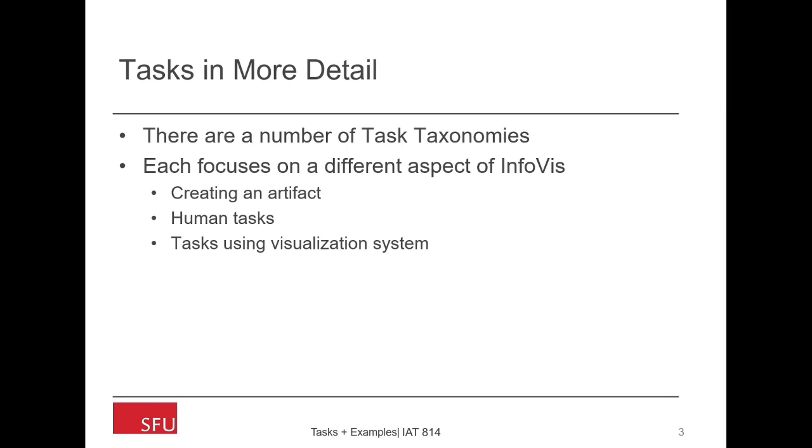Each of the taxonomies that have been published focuses on a different aspect of InfoVis and visual analytics. One focus is creating an artifact. Another focus is human tasks, the kinds of things that people think about when they're doing analysis. And a third is those kinds of human tasks, those analytical needs, formulated or reformulated through the use of visualization systems.